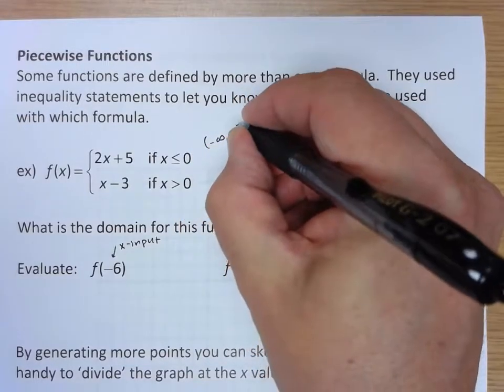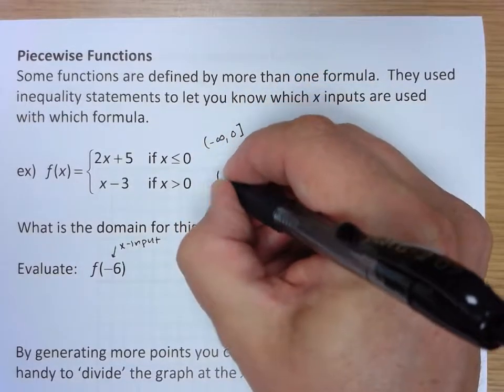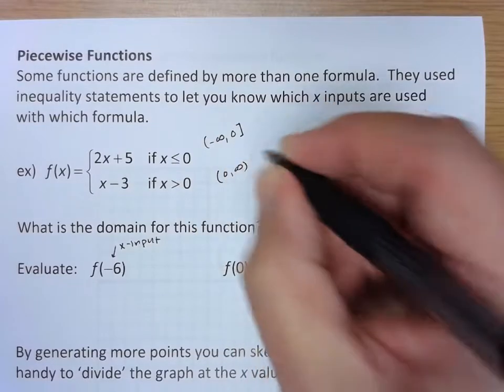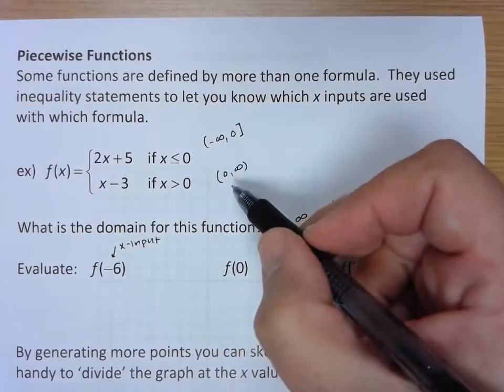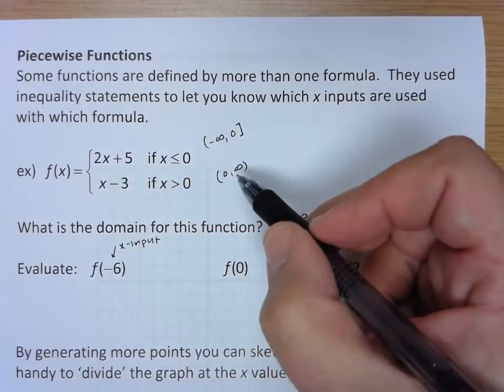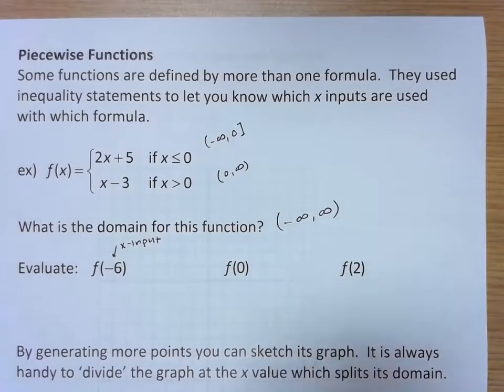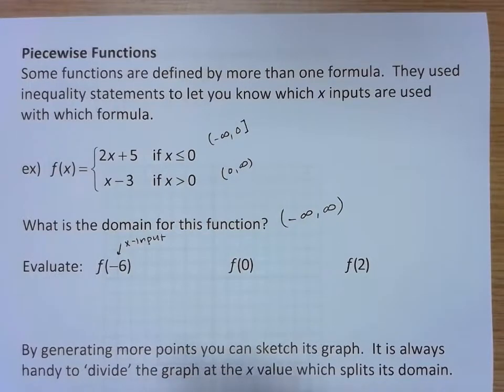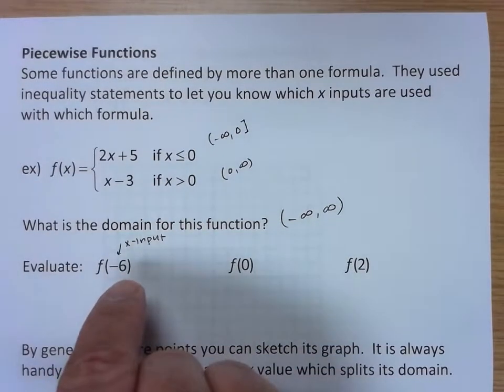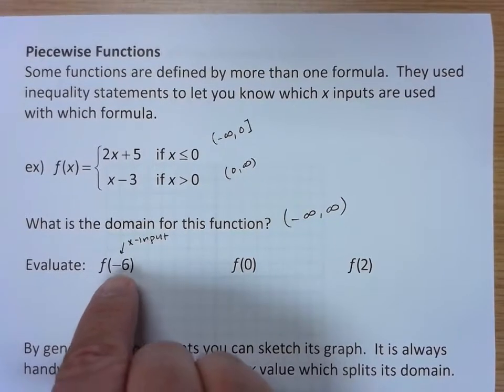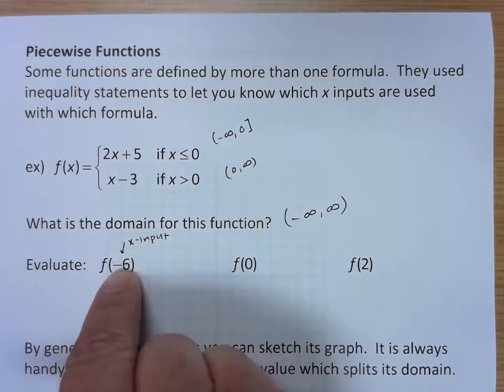Here are these two portions of the domain. That's exactly what those two inequalities describe. So if I bring these two sets together, it's the entire real line. So the domain of this function is all real numbers. It'll take every real number as its input, but you have to be careful about the way you generate the outputs. So my x input is -6.